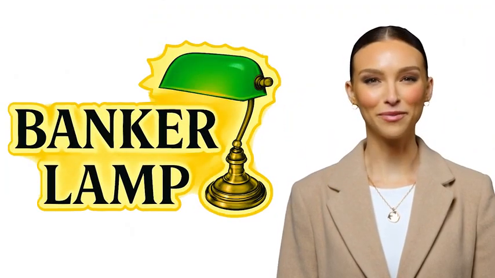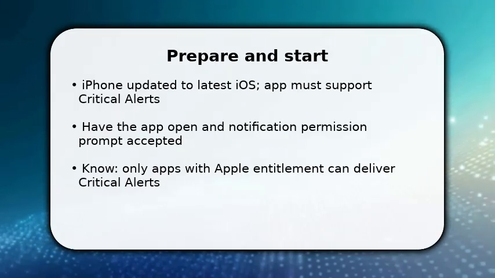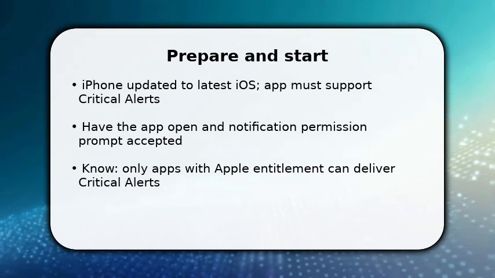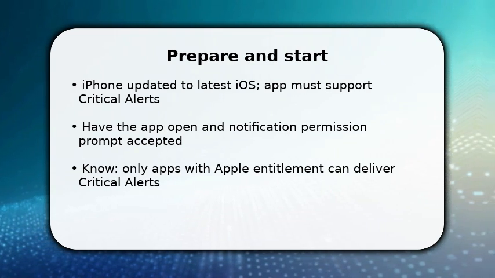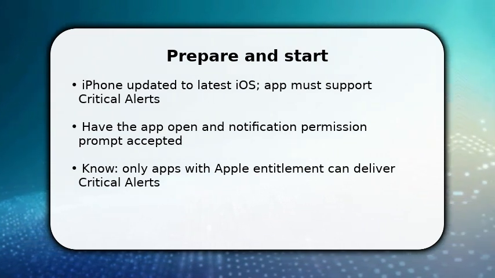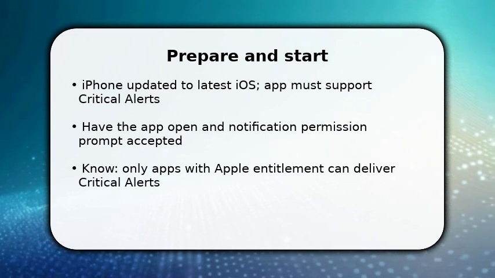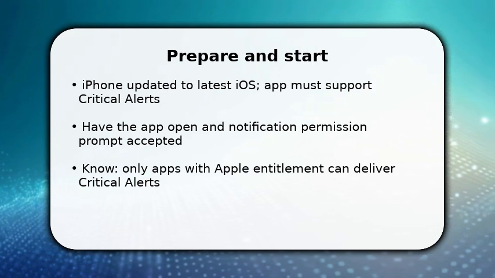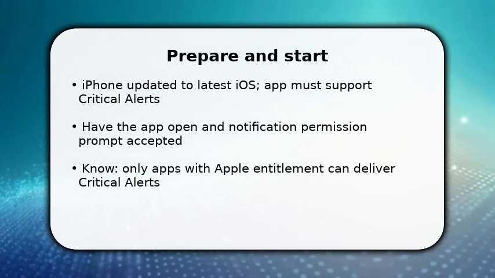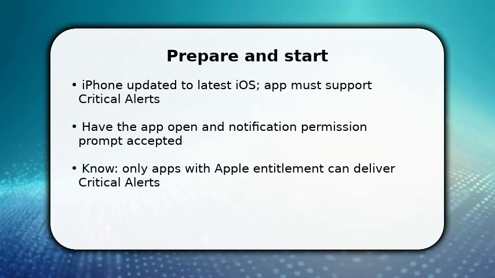Please enjoy the video. You start by confirming two prerequisites. Update iOS and make sure the app you want supports critical alerts. Open the app and accept its notification permission prompt when requested. Once done, go to Settings so you can change app-level notification behavior. This is the only route Apple allows for critical alert control.